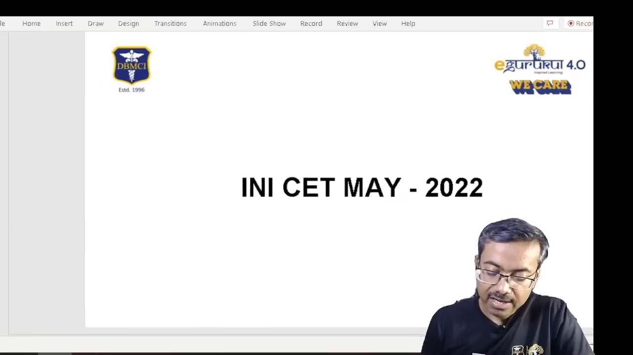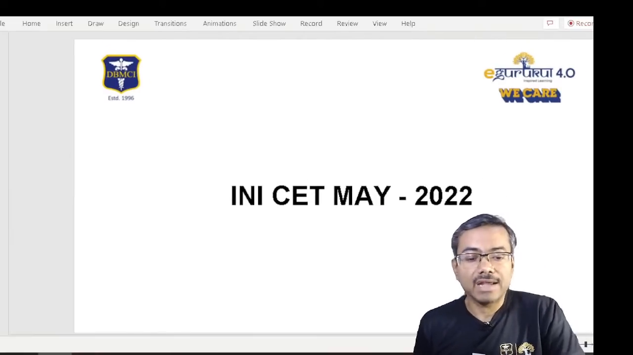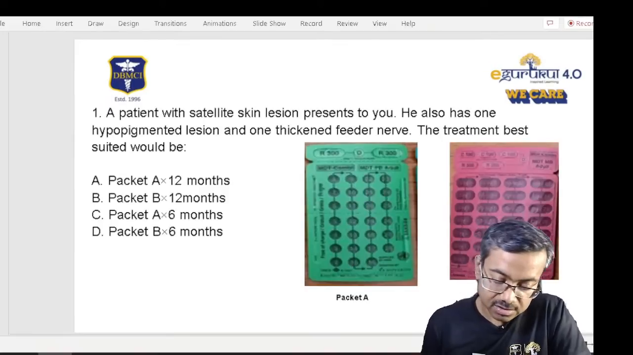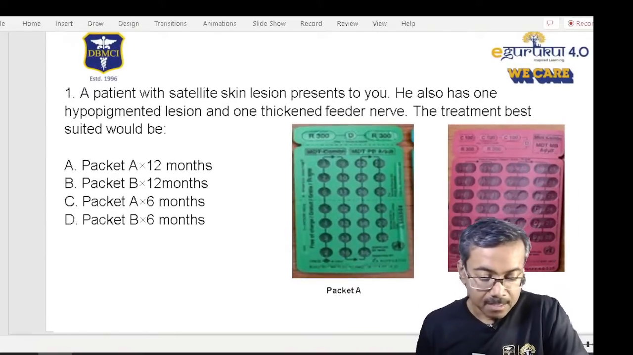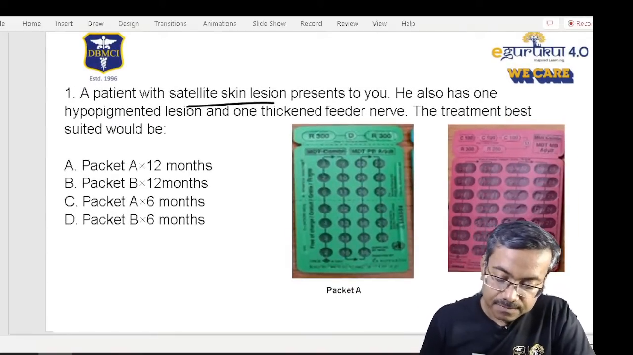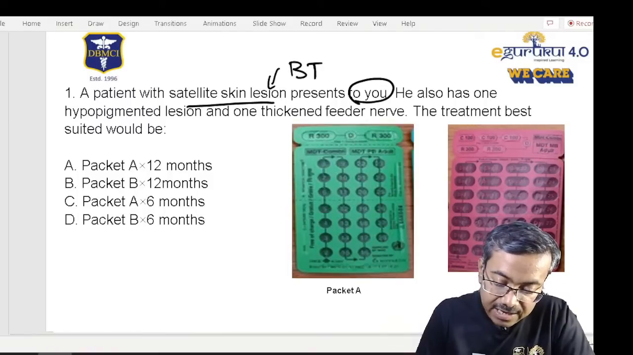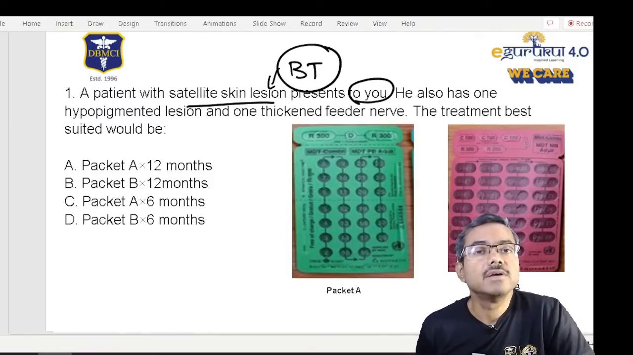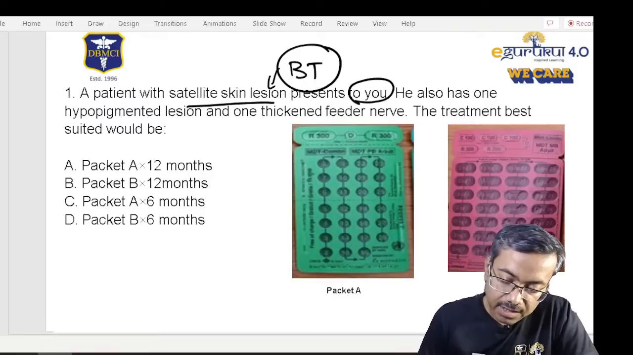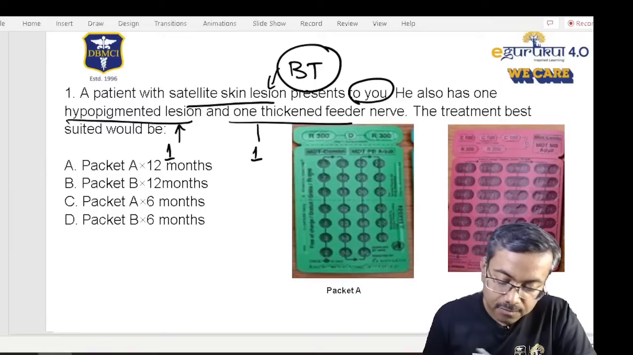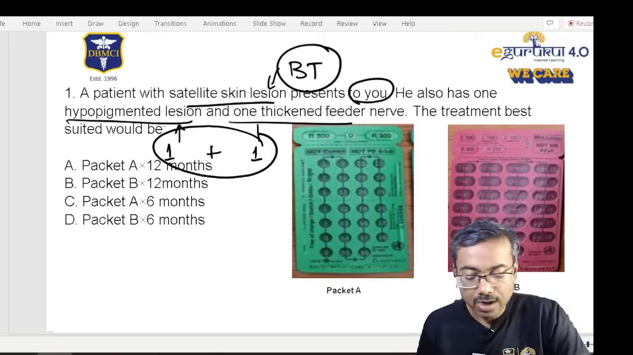Okay, now INI CET May 22. We have covered all the November exam questions, now the May exam questions. Let's see if you can answer this. A patient with satellite skin lesions presents to you. When you have satellite skin lesions, you're looking at borderline tuberculoid, BT Hansen's. He also has one hypopigmented lesion and one thickened nerve. So one lesion and one nerve.